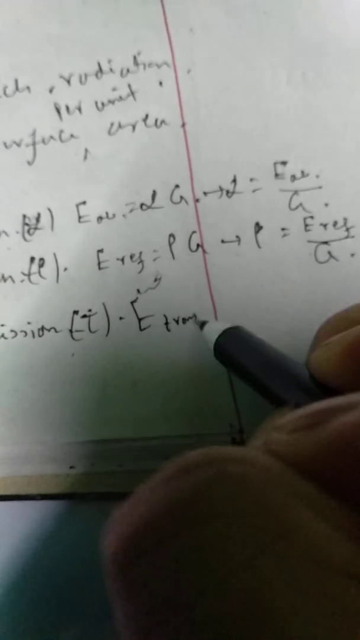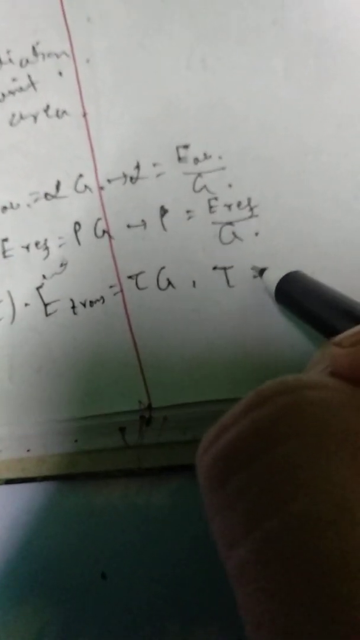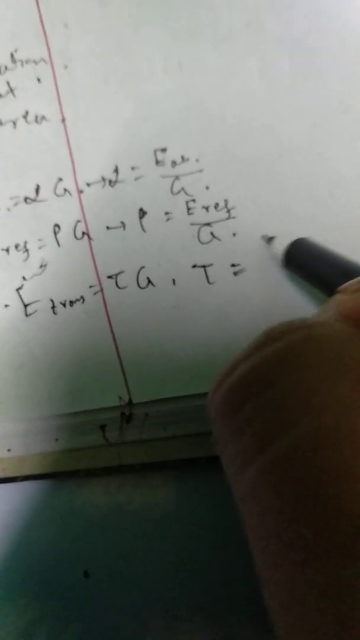That was the transmissivity, the transmissive emissive power, tau into G. Similarly, this tau is for a transparent body, for a semi-transparent body, this transmissivity is the fraction of energy transmitted by the total irradiation.